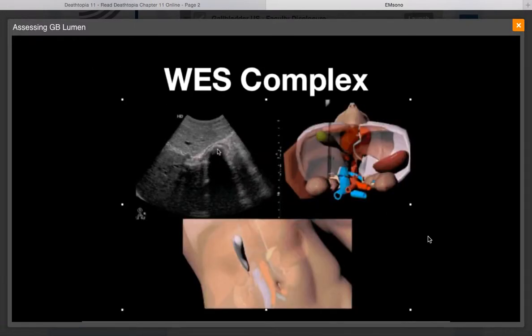In this patient who has a large solitary stone within the lumen of the gallbladder, you can see the three arc-shaped lines of the WES complex, which stands for wall, echo, shadow. This is usually seen in patients who have gallbladders filled with stones, as in this case.